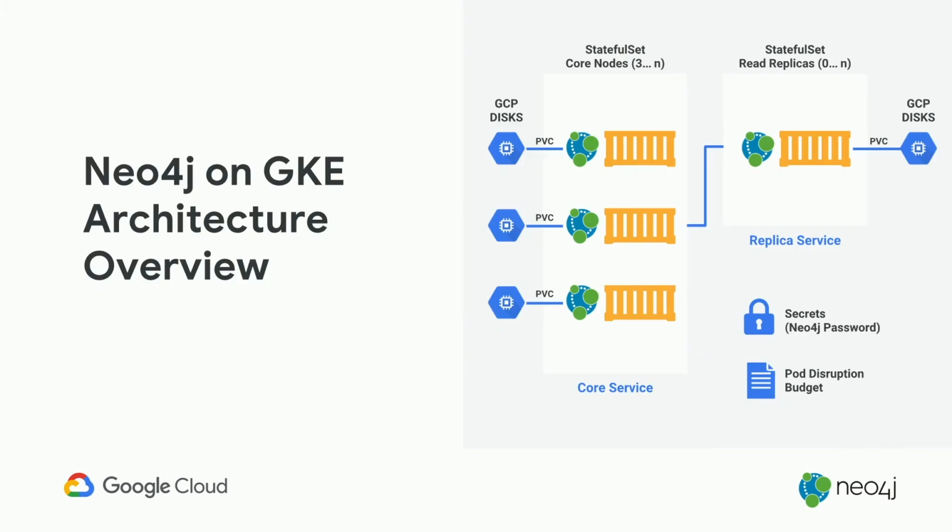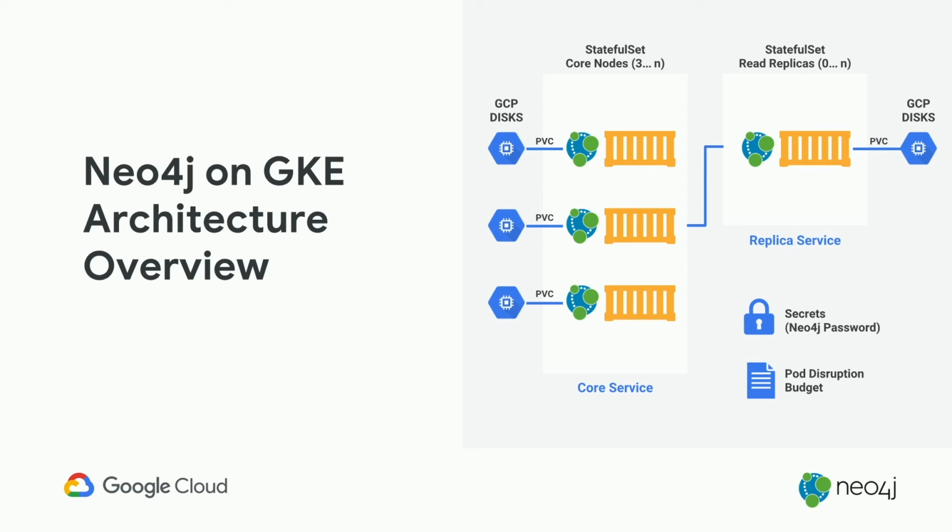So let's quickly talk about the architecture of how that breaks out. Earlier, we talked about how there is a set of core nodes and a set of read replicas. In Kubernetes terms, these get modeled as stateful sets. So if you choose 3 core nodes, you're going to end up with 3 pods in a stateful set. Each one of those pods makes a persistent volume claim out to a GCP disk. That disk is going to be backed by the size and the storage type that you chose when you deployed the cluster.